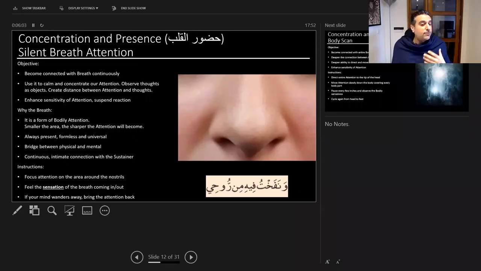Okay, it's also formless, so it doesn't create thoughts. You see, it's less likely to create thoughts compared to focusing on an image or a word. You can always focus on a word or some kind of name of Allah or something like that to develop concentration. That works and it has its place. But for this purpose here, we want something formless that will not create thoughts for obvious reasons that we discussed. And it's also something universal that we all have. It's something we share in our humanity.